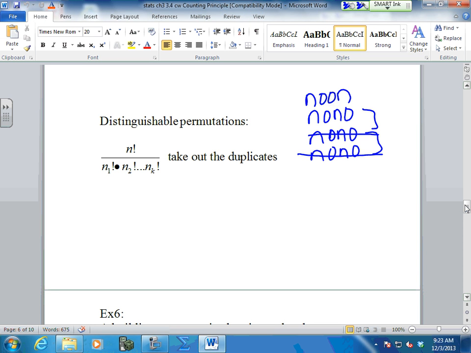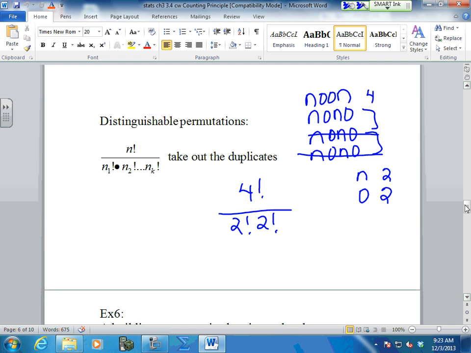Alright, so here's what we do. We keep track of how many we want. In this case, we have 4 letters, 4 factorial, and we're going to take out the duplicates. So keep track of the letters that repeat and how many times they repeat. So we have 2 N's, we have 2 O's. You take these guys and you put them underneath, like this.